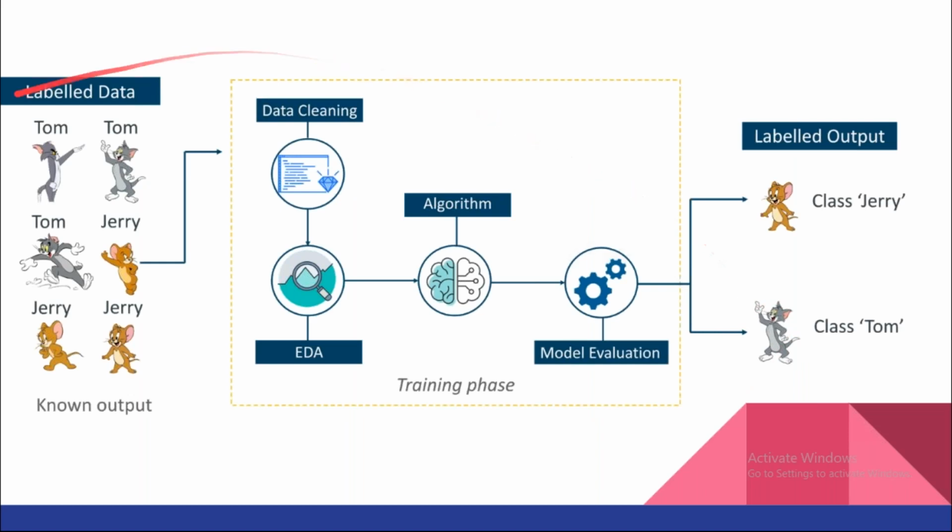For example, this is called labeled data, in which I'm telling you this is Tom, this is Jerry, this is Tom, this is Jerry, and this is a known output.